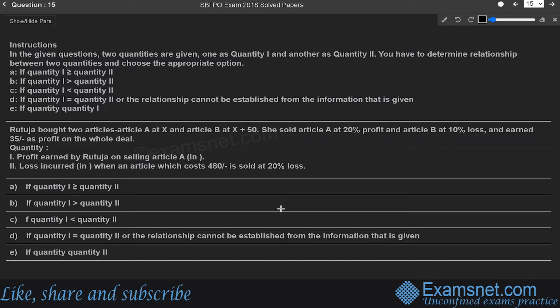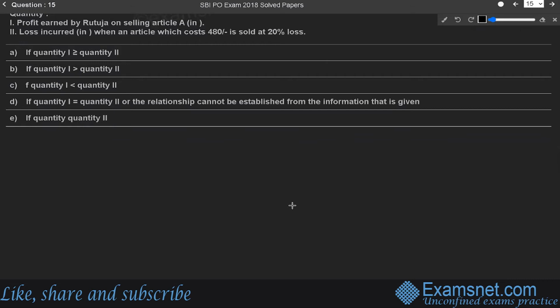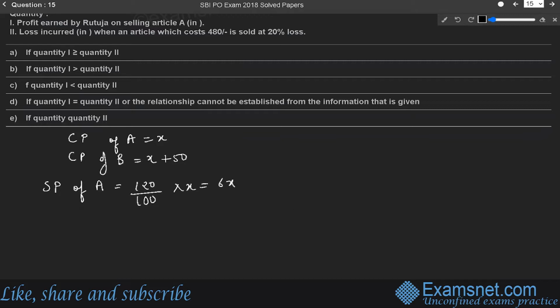So here in this question, according to the given information, the cost price, which is CP of A, is equal to X and the cost price of B is equal to X plus 50. The selling price, denoted as SP of A, will be equal to 120 upon 100 into X, which is equal to 6X upon 5. And the selling price of article B will be equal to 90 upon 100 into (X plus 50).